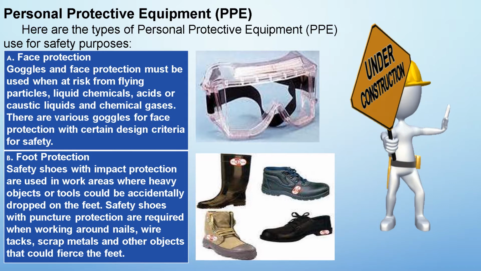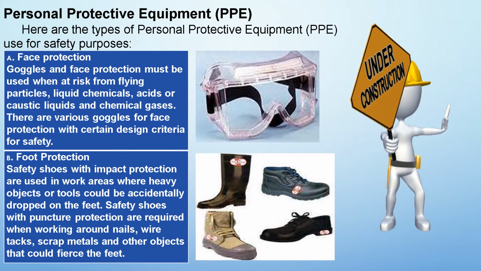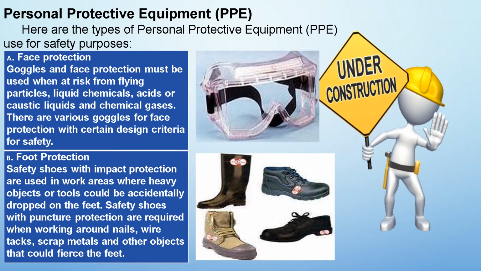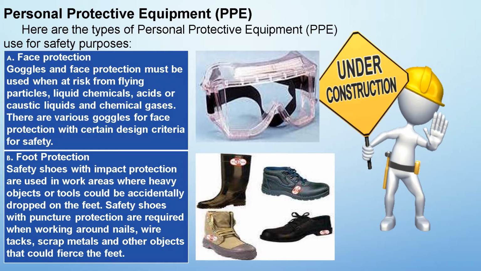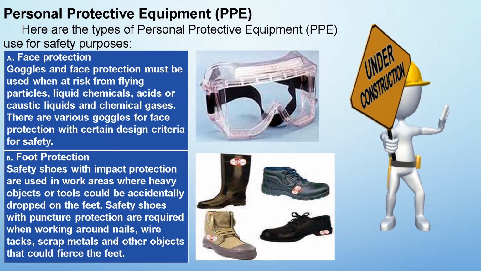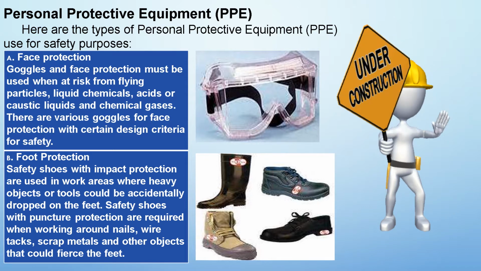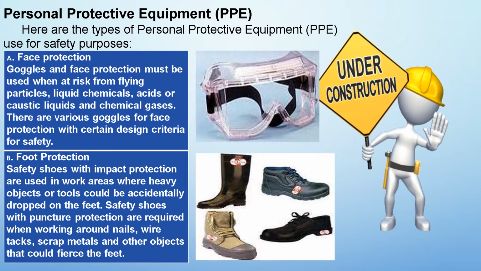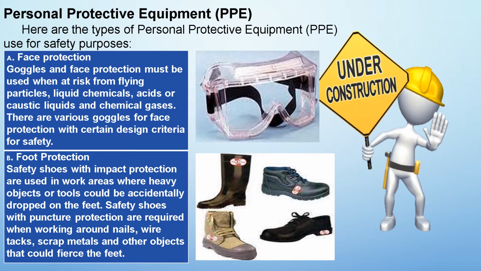Letter B. We have foot protection. Safety shoes with impact protection are used in work areas where heavy objects or tools could be accidentally dropped on the feet. Safety shoes with puncture protection are required when working around nails, wire, tacks, scrap metals, and other objects that could pierce the feet.